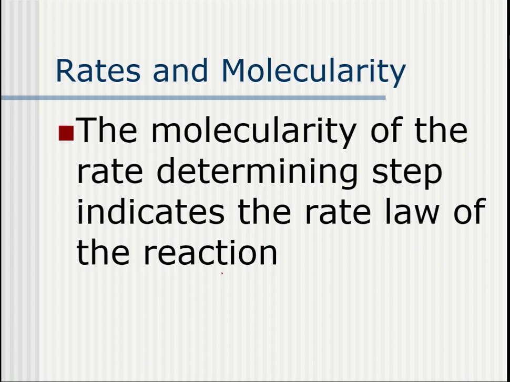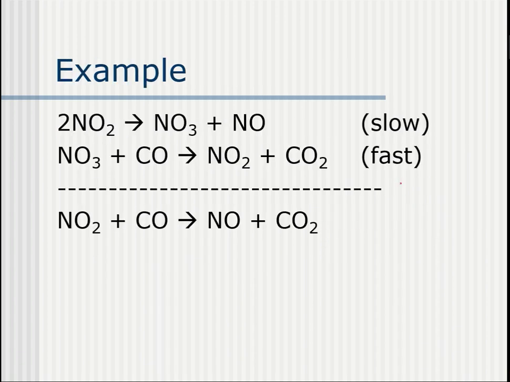We already said that molecularity of the rate determining step indicates the rate law of the reaction. I mentioned that a couple times over. So here's what happens. Suppose in the reaction we've seen a couple times over that the first step is the slow step. Well, let's look at this. The slow step's rate law would be rate equals k times [NO2] to the second power, right? So that means that this reaction is going to have a rate law that is [NO2] to the second power.